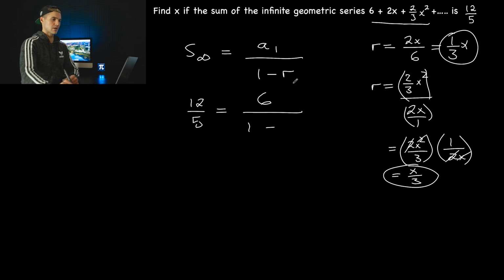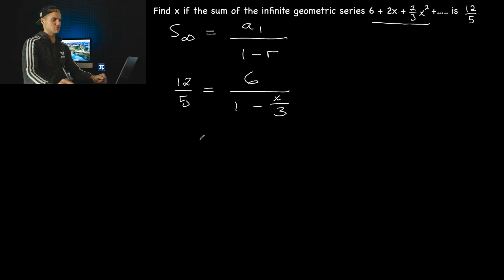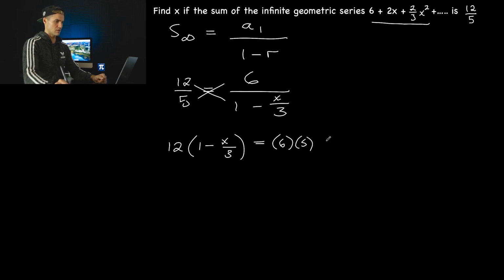That's the r, and we just have to plug that in here. From there, we just have to solve for the x value. There are different ways to do it. From here, I'm just going to cross multiply. I'm going to multiply the 12 by that entire term, so you have to put that in brackets. And then I'll do 6 multiplied by 5 on the right side.